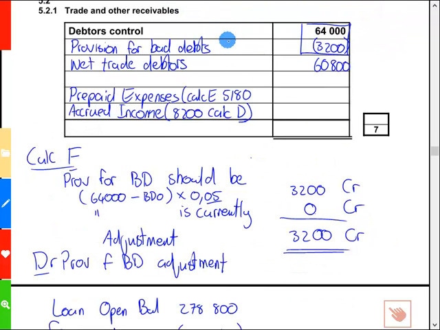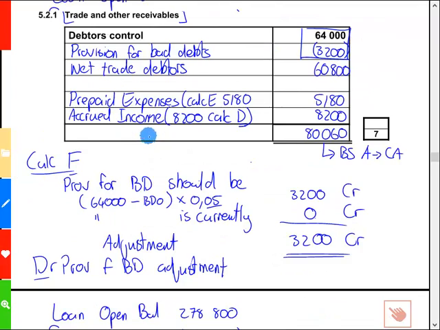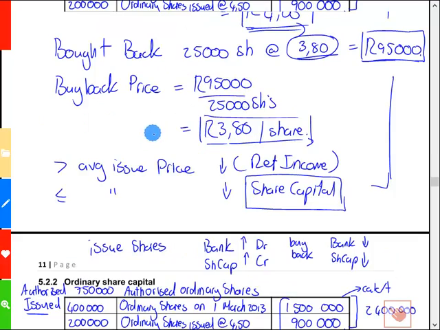Debtors control. We can complete this. 5,180. There was nothing else. 8,200. We can fill in the total. That's going to come to 80,060. This is going to go to the balance sheet under my assets, and specifically my current assets, under a line item called trade and other receivables. Right, folks, doing wonderful here. I hope you're still with me there at home.